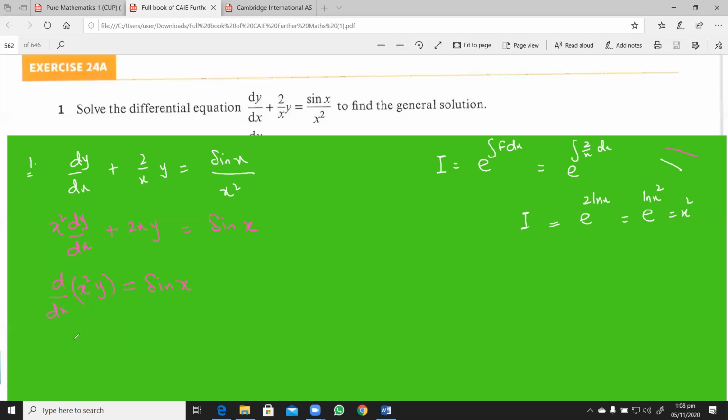So now we can leave this side as d of x squared y, that is going to be sine x dx. And I put the integration sign on both the sides. So I have x square y equal to minus cos x plus c. So let's divide both the sides by x squared. So here is the general solution of this equation.